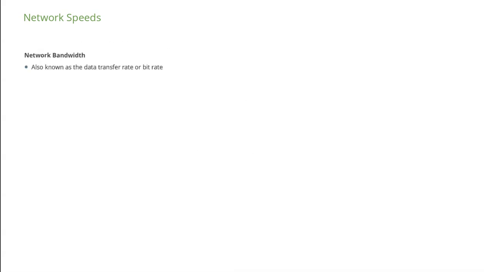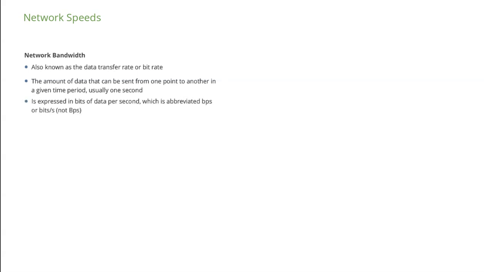Network bandwidth, also known as the data transfer rate or bit rate, is the amount of data that can be sent from one point to another in a given time period, usually 1 second. Network bandwidth is usually expressed in bits of data per second, which is abbreviated BPS or bits/s. Notice that it is bits per second, not bytes per second, which would be represented with a capital B.